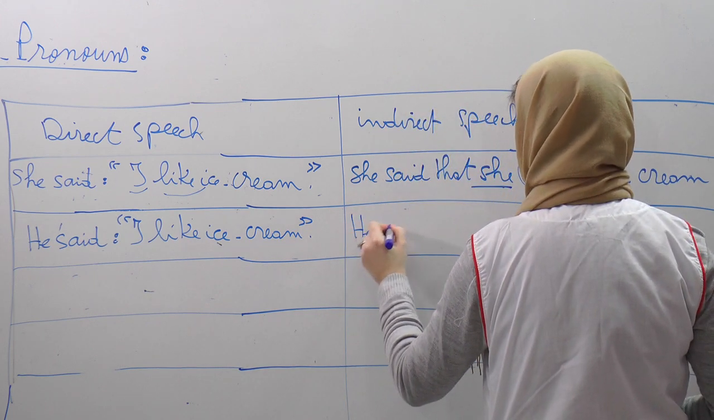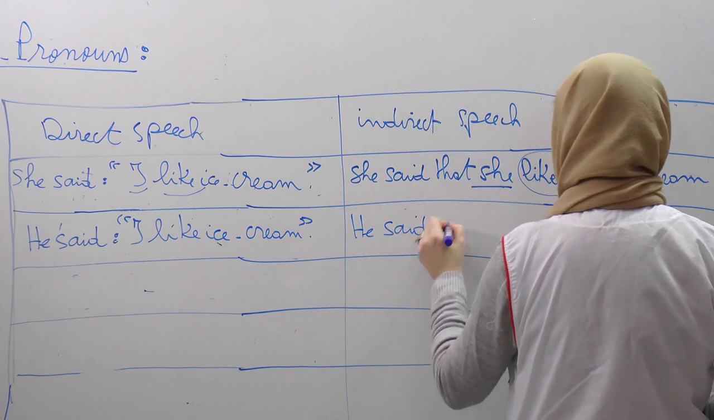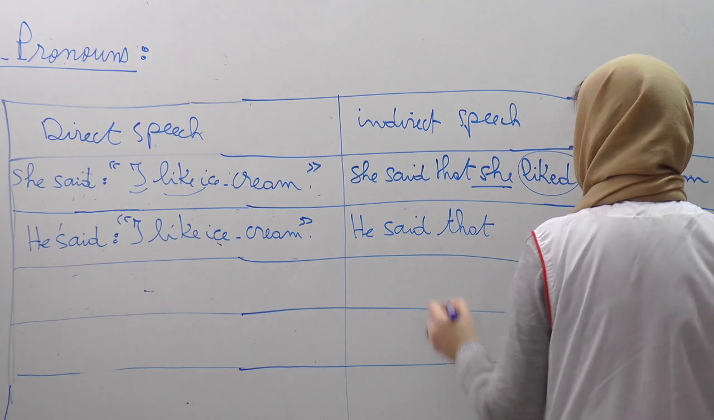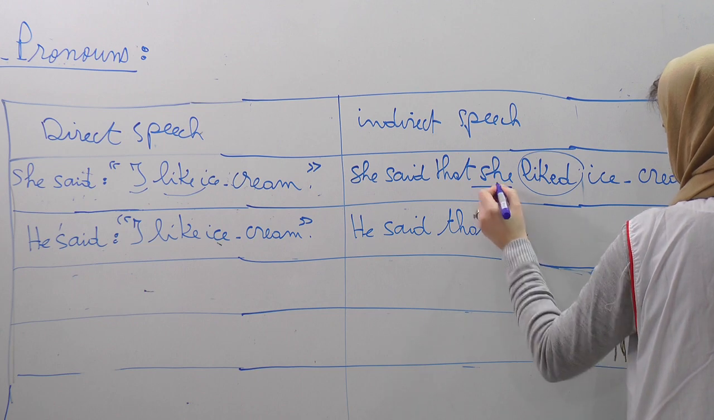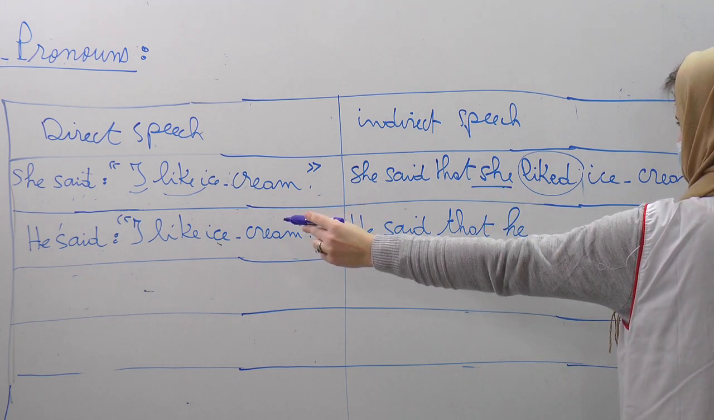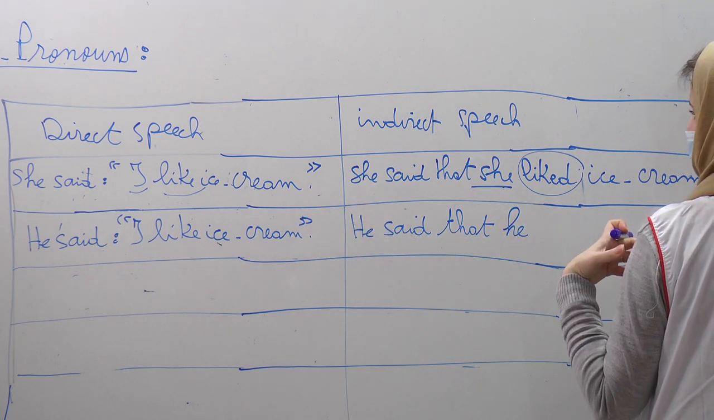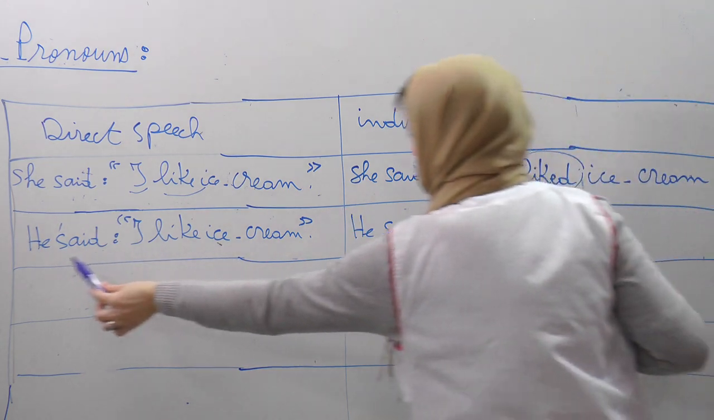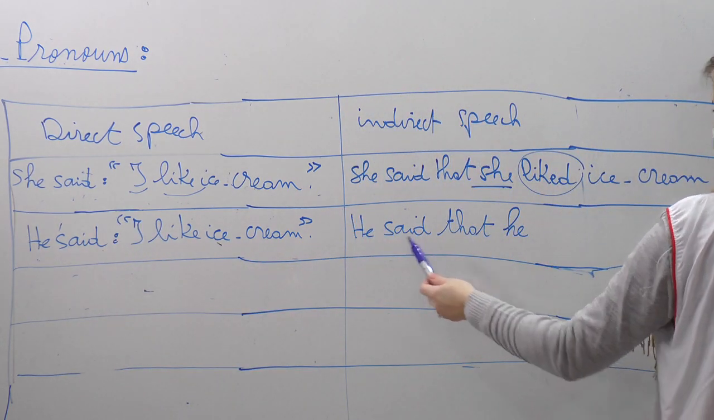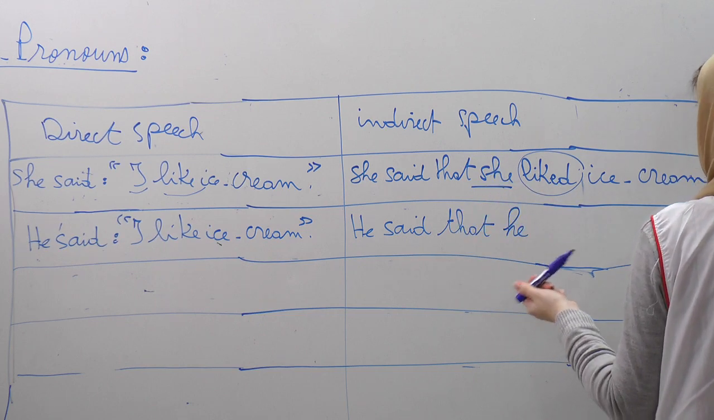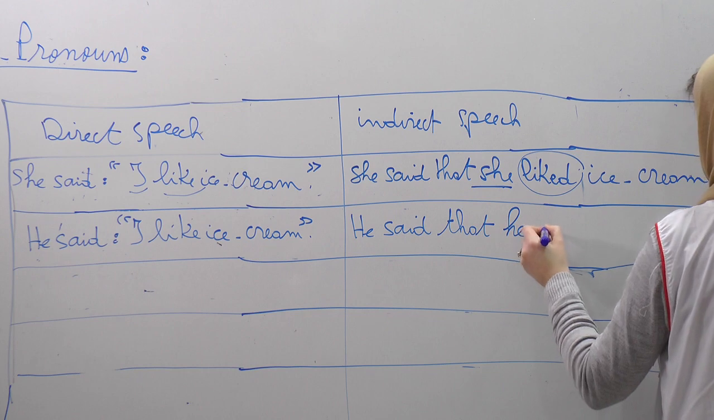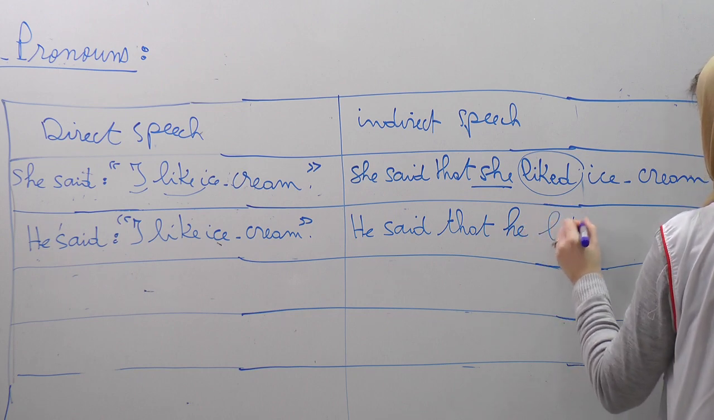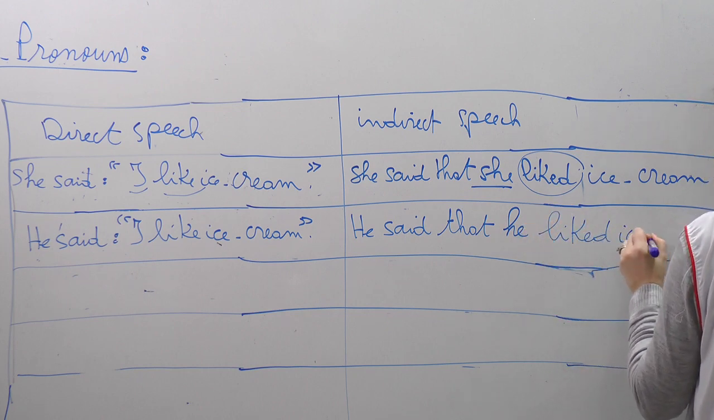He said that, il a dit que, he. Look, when he was talking, he says "I", this is a man, he. When transforming, he said that he, because I'm reporting what he has said. He said that he liked, like the first one, liked ice cream.